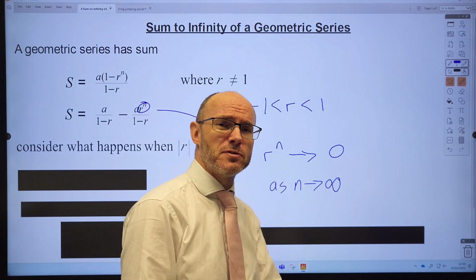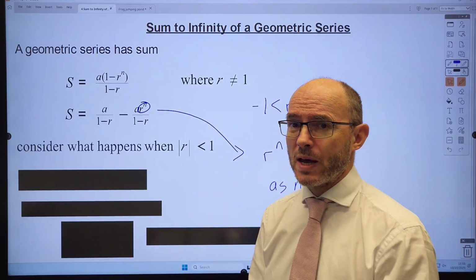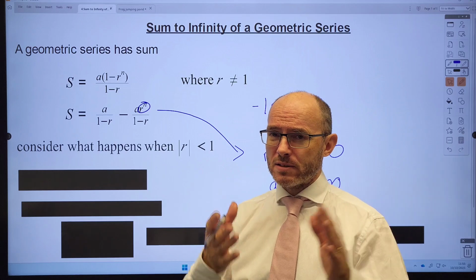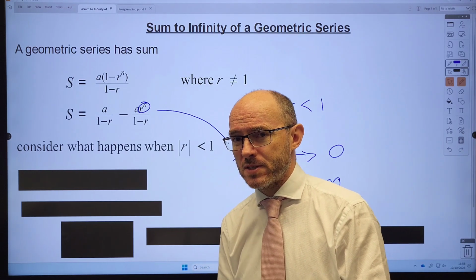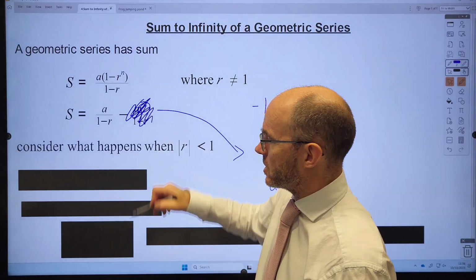Okay? Try it with any fractional number between -1 and 1, not inclusive. If you raise that number in your calculator to the power of 50, to the power of 60, to the power of 100, it gets progressively smaller towards 0. So what does all that mean? That means that this is essentially 0.